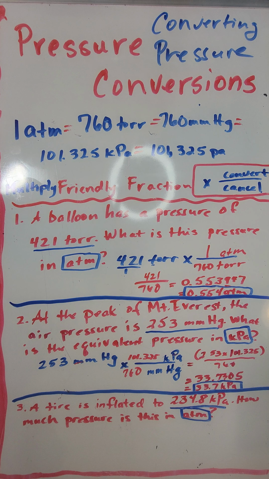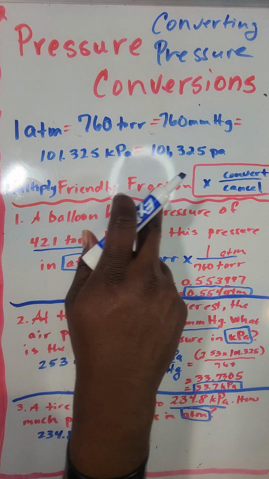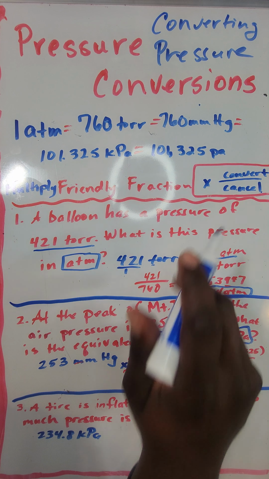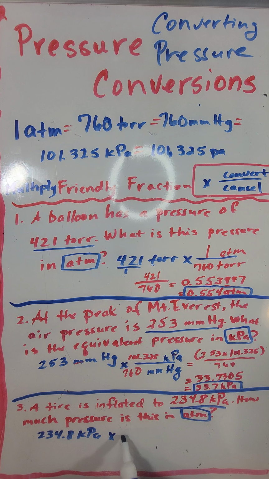Again, we're going to start with what's given. We were given 234.8 kPa. We know because we're converting, we're going to multiply by a friendly fraction. So we're going to cancel on the bottom, convert on the top. Cancel on the bottom, so we're going to put our kPa on the bottom. Convert to new units on the top. It's asking for ATM, so we're going to write ATM on the top.